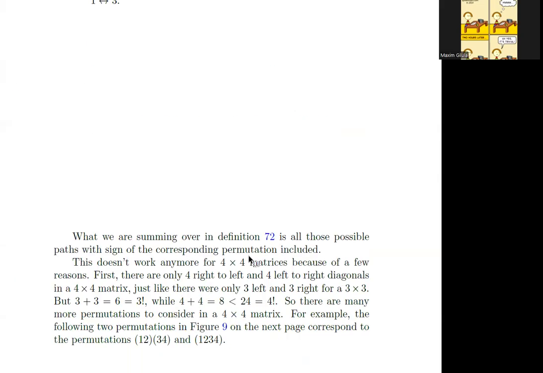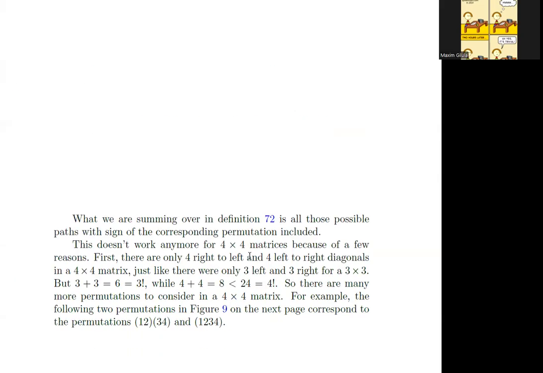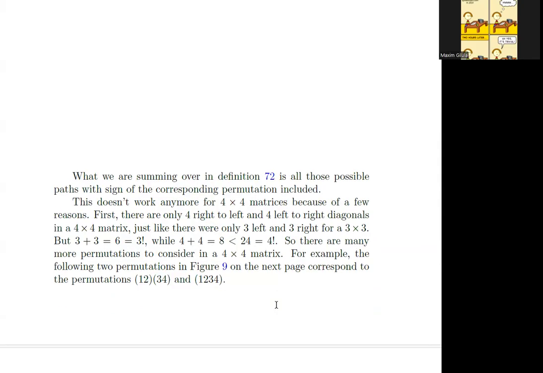And what we're summing over in this new definition of determinant is all the possible paths with the sign of the corresponding permutation included. And the rule of Sarrus doesn't work anymore for 4x4 matrices because of a few reasons. So there's only 4 right to left and 4 left to right diagonals in a 4x4. In a 3x3, there were 3 left and 3 right diagonals, but 3 plus 3 is actually 3 factorial. But 4 plus 4 is 8, which is way less than 4 factorial. So there are many more permutations to consider in a 4x4. So that's one problem.